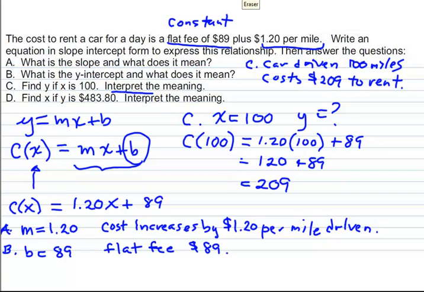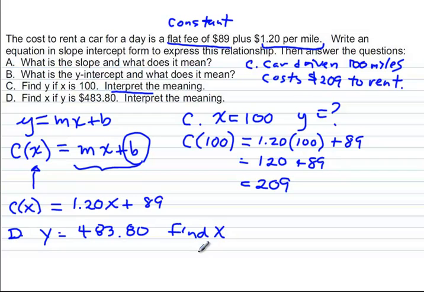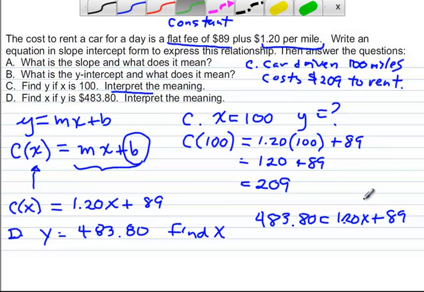And the last part. Last part says, okay, we know what y is this time. So if y is $483.80, find x. So this time we know the total cost, $483.80, and we don't know x, the miles driven. So that is 1.20x + 89. So this time we're going to be solving for this x value.